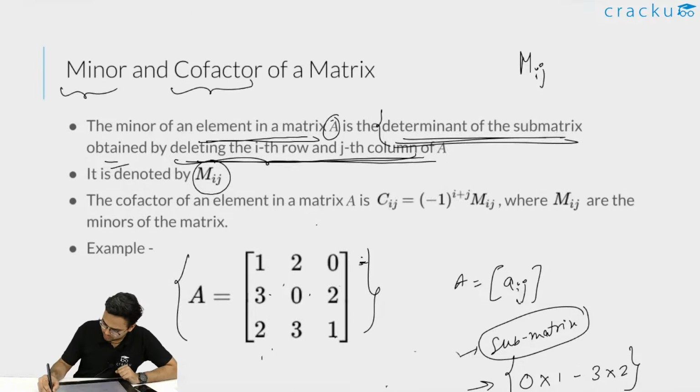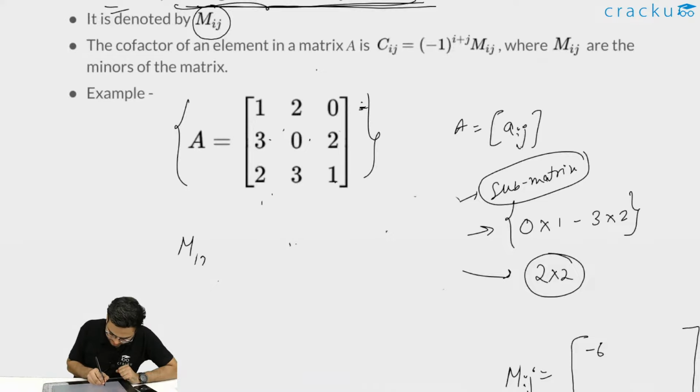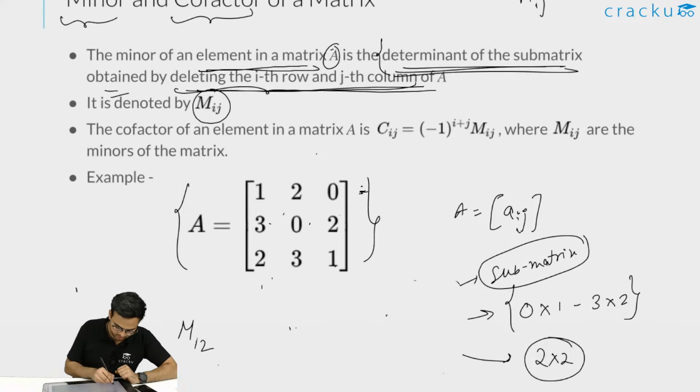So M12 is what? Again, you have to follow the same thing. Delete the ith row and the jth column. Here i is 1 and j is 2. Delete the first row, deleted. Delete the second column, deleted. So these two are deleted, it is not there.